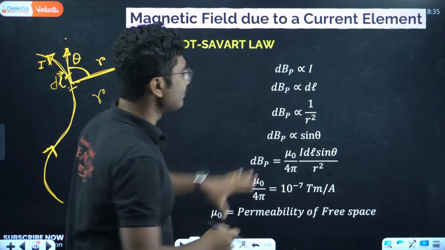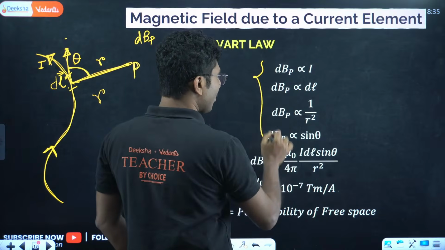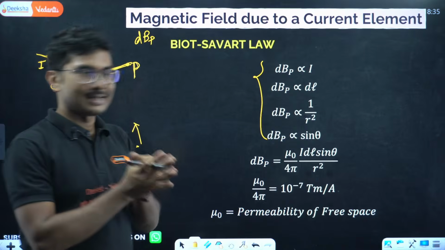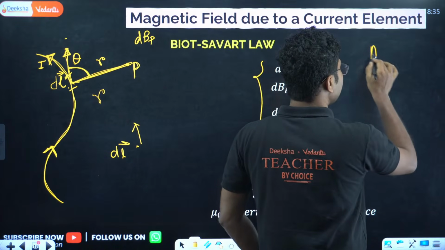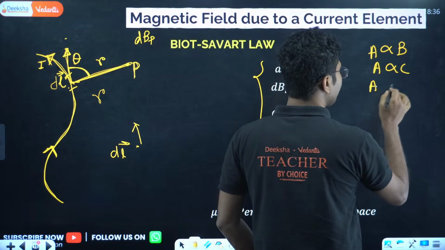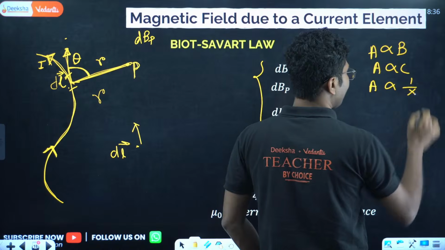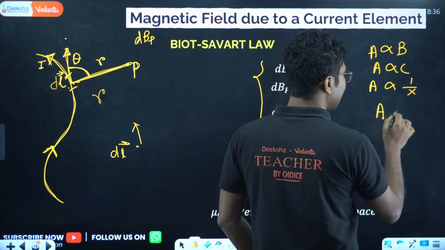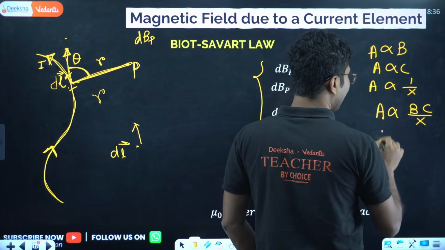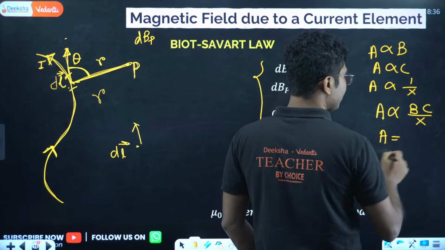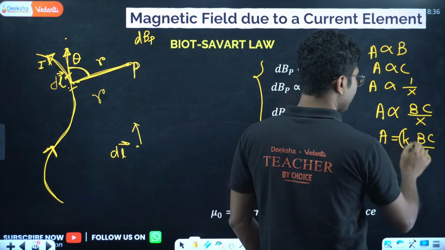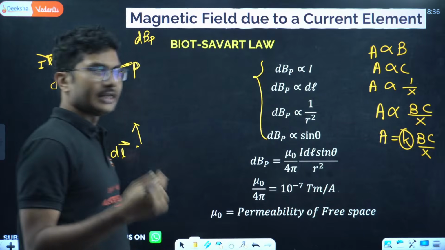Then combining these four equations: if a quantity is proportional to more than one quantity, they can be combined and written in a single equation. For example, suppose A is proportional to B, A is proportional to C, and A is proportional to 1 by X. Then when you combine, you can write A is proportional to BC by X. When you remove the proportionality symbol, you add a constant and write k BC by X. This is the constant of proportionality. This is how we generally write proportions.